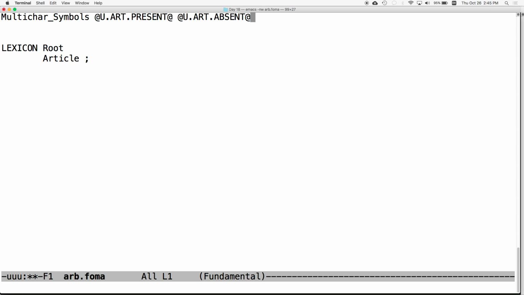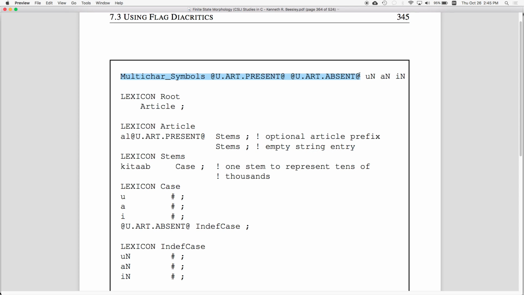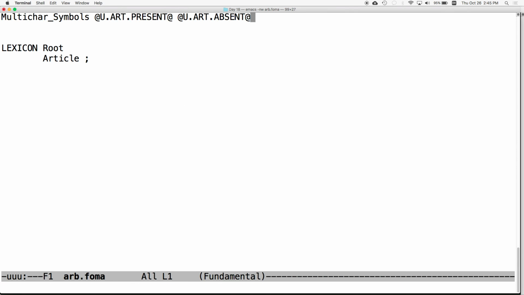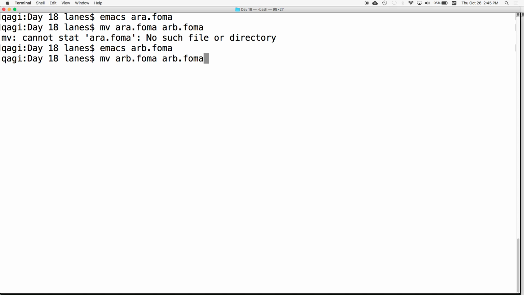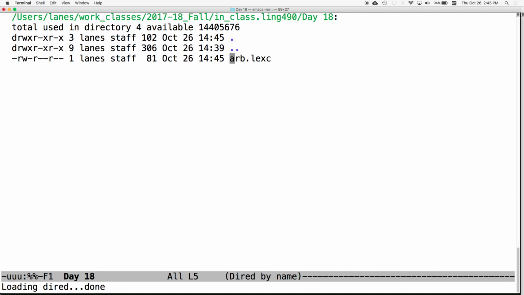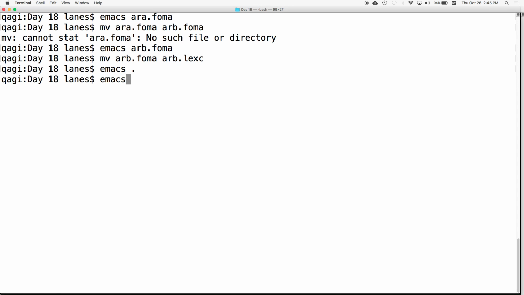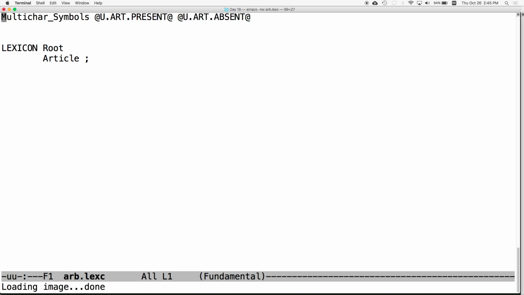This is a FOMA file. Was it supposed to not be? It is the lexc file. Very good catch. Whoops. There we go, much better. If I had opened that in Text Wrangler, I would have noticed because the text highlighting would have worked.